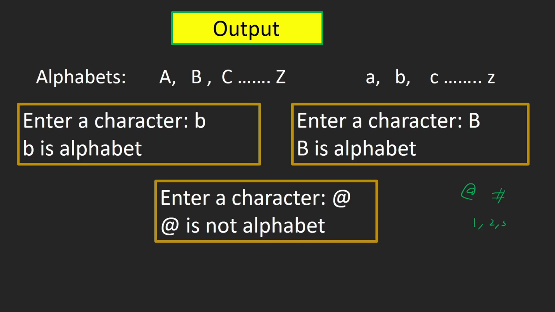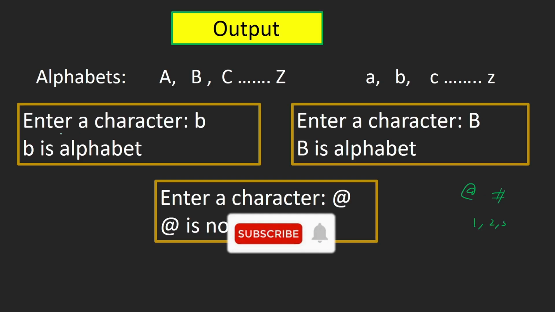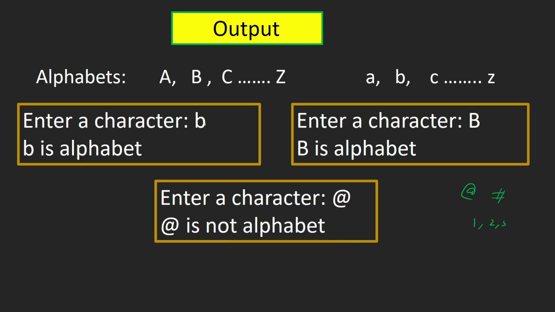So our output should look like this. When we run our program, we should be asked to enter a character, and the user enters a character, let's say B. So our program should tell that B is alphabet. And if we enter, let's say capital B, then it is also alphabet. And if we enter a character other than these alphabets, then we should be told that that character is not alphabet. Let's say if you enter any digit, for example 2, then this 2 is a digit. This is not an alphabet. So our program should say 2 is not alphabet.